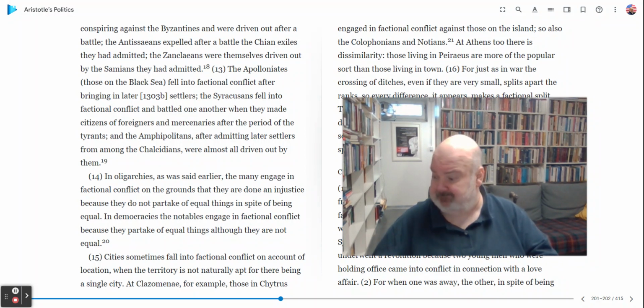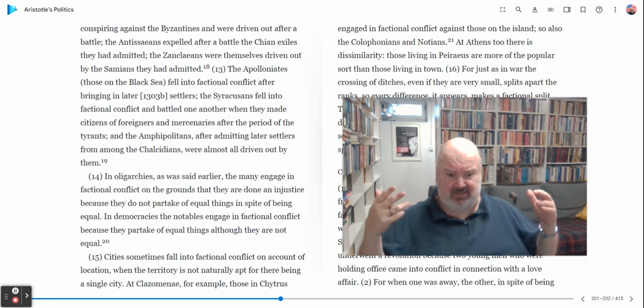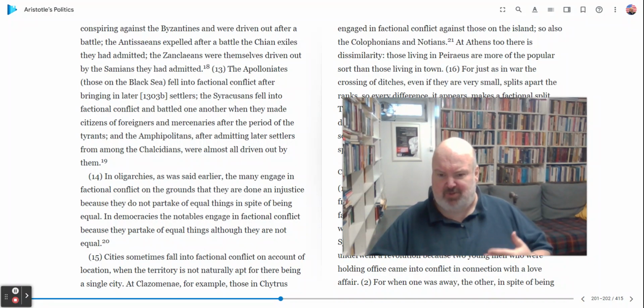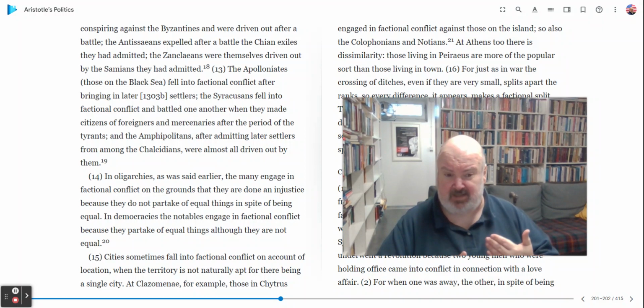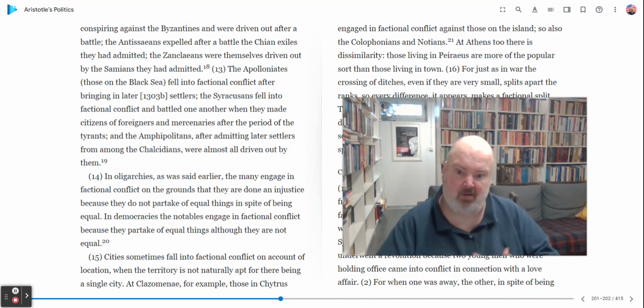This is dissimilarity. In other words, in a democracy, there needs to be equal people. The notables are what? In a democracy, those engage in factional conflict because they partake of the equal things, although they're not equal. They don't feel they're equal, right? They're better. I don't want to be treated the same way as everyone else. I want more.